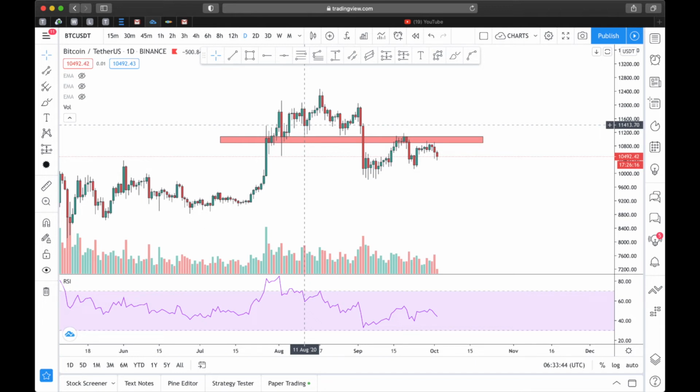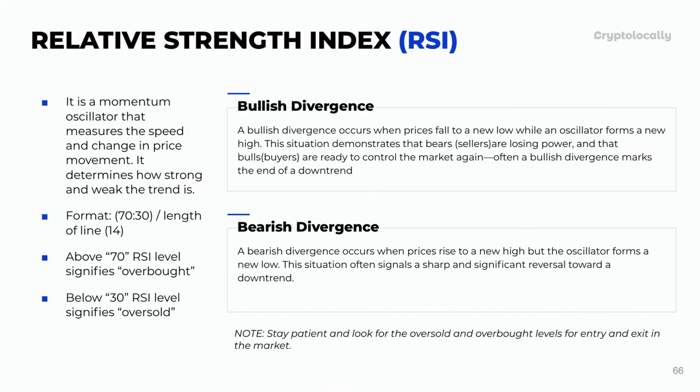Do you understand? If it's a bullish divergence, it means that price is dropping, right? But RSI is going up. So RSI is forming higher lows, while price is dropping. It shows that we are going to see an increase in price or a change in trend to an uptrend. Do you understand? So when you see a bullish divergence, it occurs when prices fall to a new low while an oscillator, which is RSI, forms a new high.